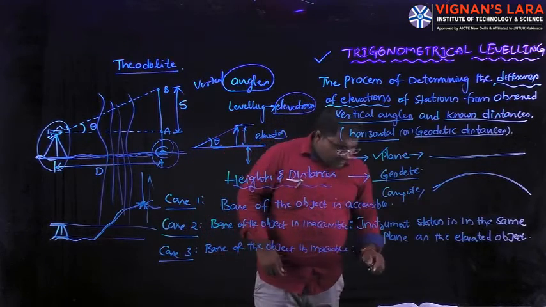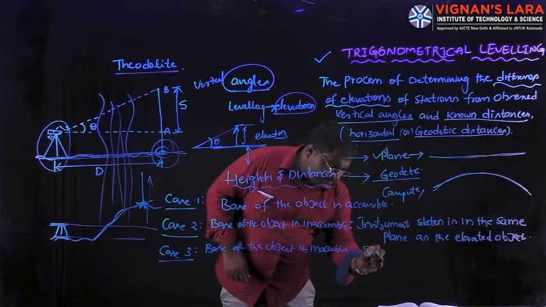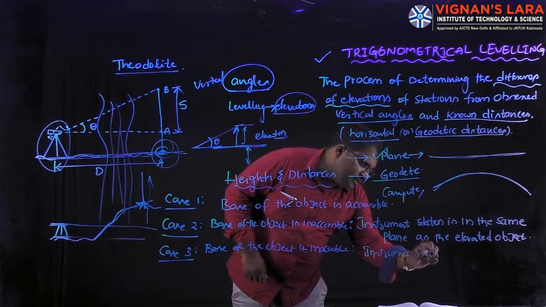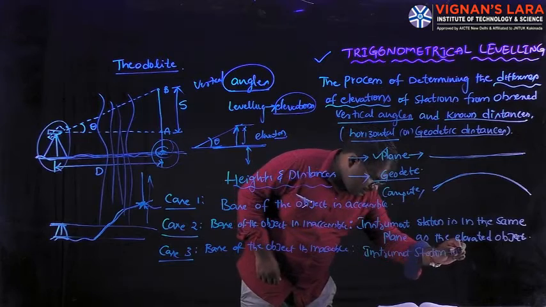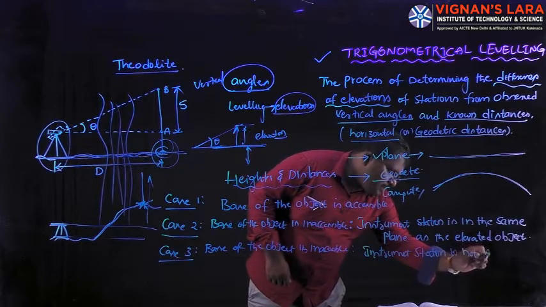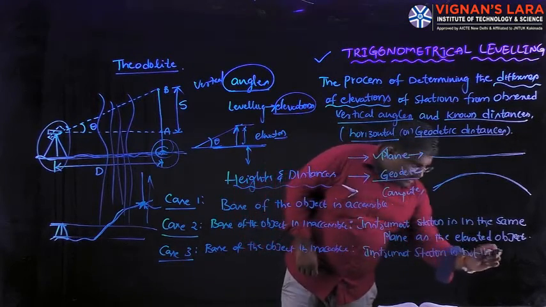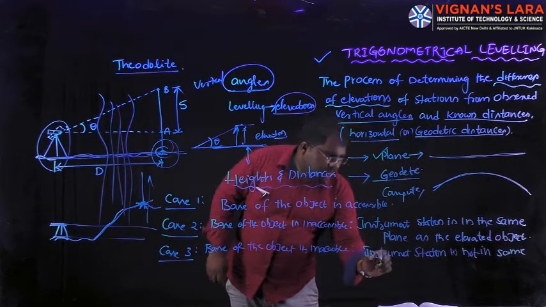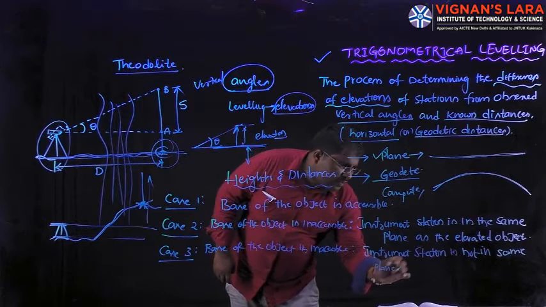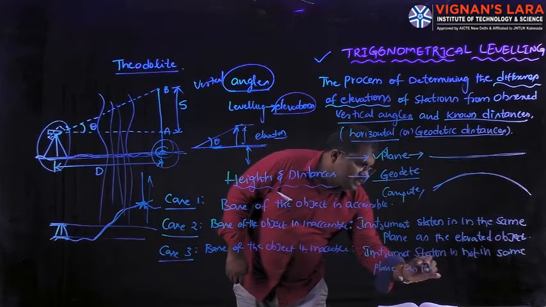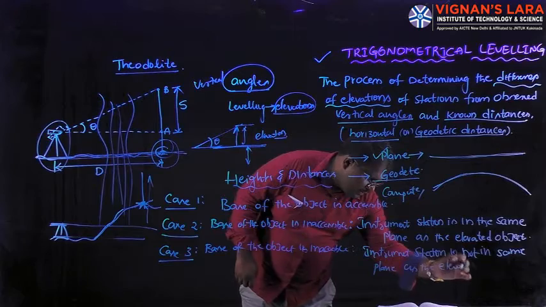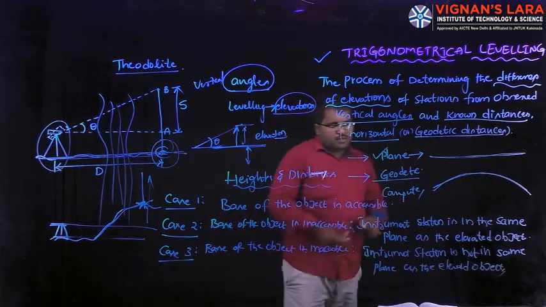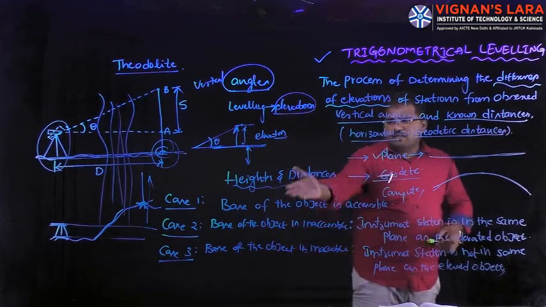So now the instrument station is not in the same vertical plane as the elevated object. Okay, so like this we have three cases.